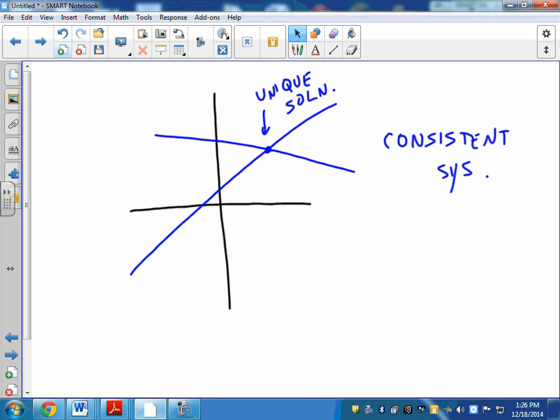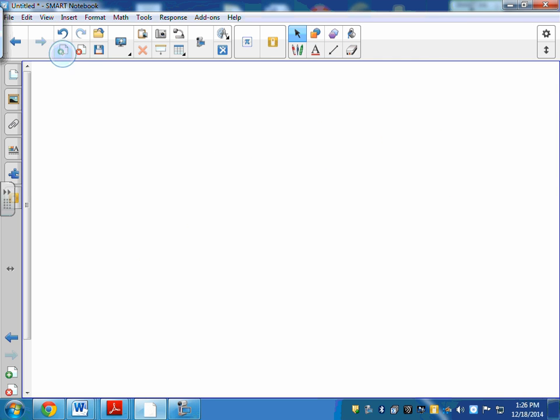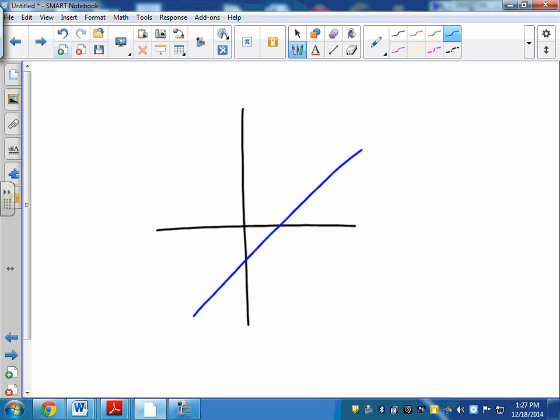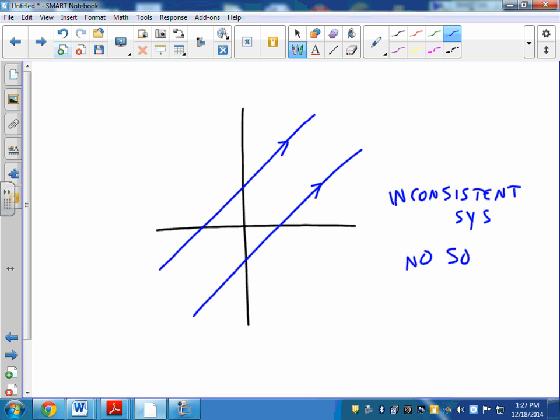Okay, a second possibility would be if you had two lines that never intersected. So let's say we had two parallel lines. Slopes are the same now, right? Slopes same. So this is an inconsistent system, and there's no solution. There's no point of intersection.